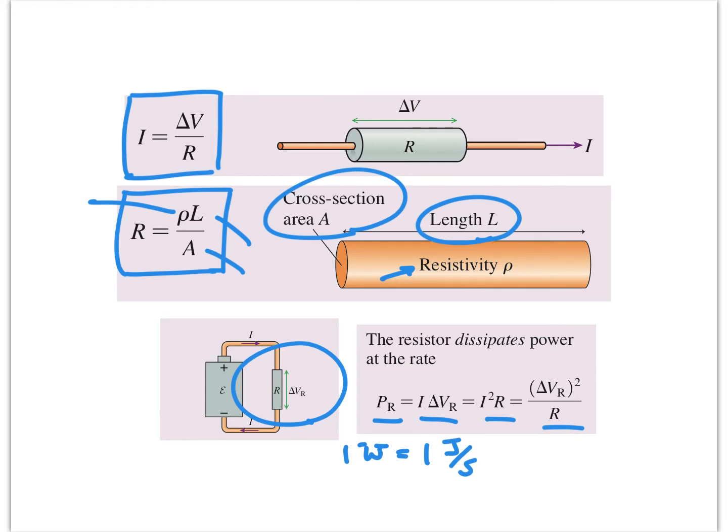And it depends. Do I know the current and the voltage? Use this one. Do I know the current and the resistance? Use this one. Do I know the voltage and the resistance? Use this one. Okay? So we'll use all three of those. And those are all the relationships that we need to think about in chapter 22.